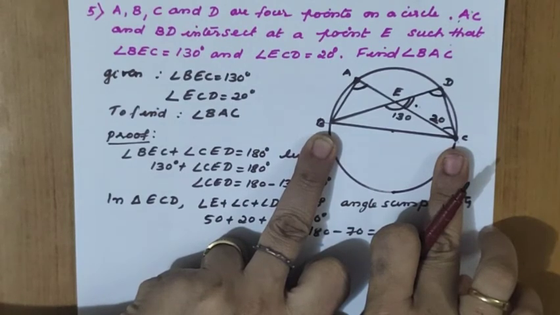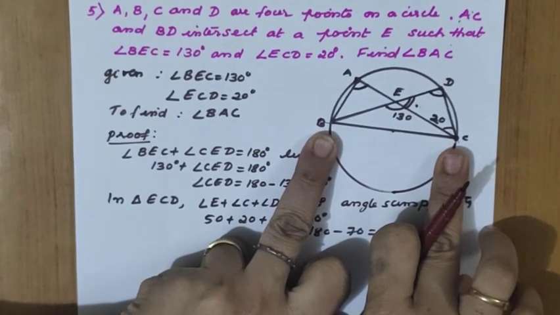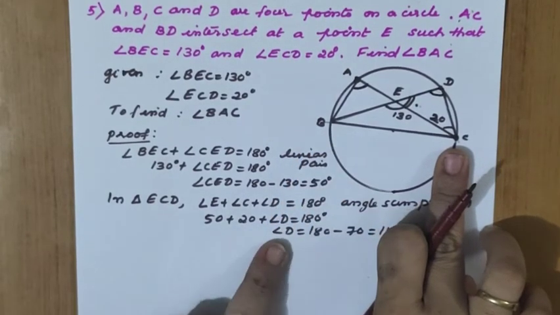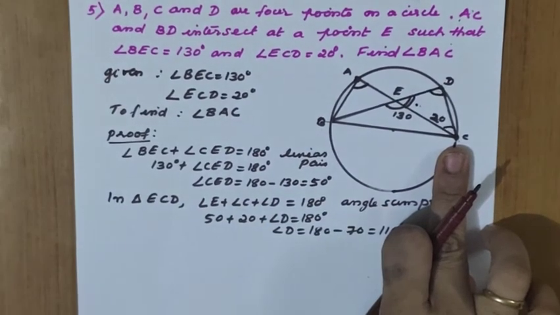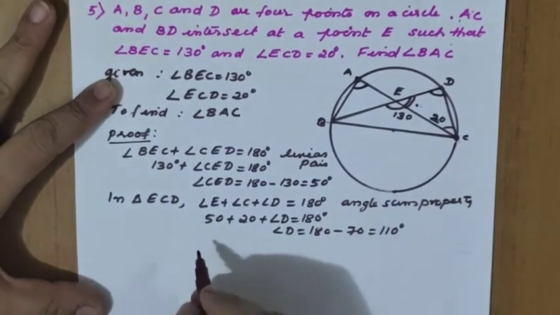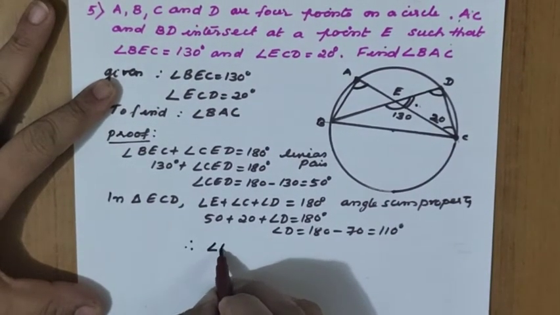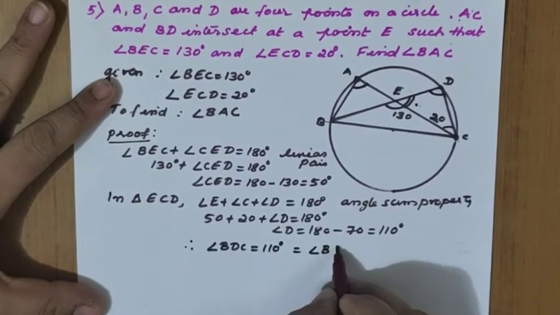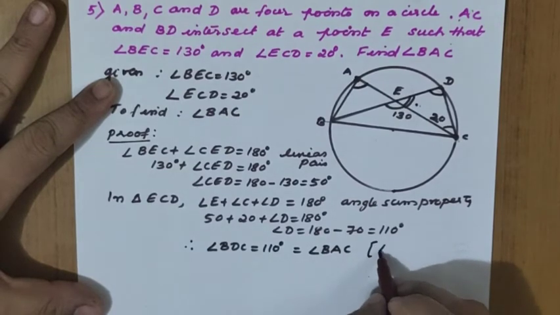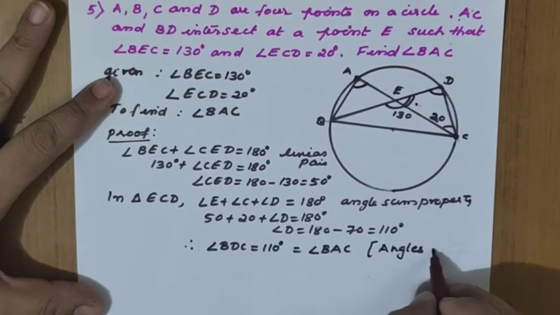So angle BAC as well as angle BDC are in the same segment. The same rule only we are using. So angle BDC, listen again, angle BDC and angle BAC lie on the same segment of the circle. So angles in the same segment are equal. So angle BDC is 110 degrees, therefore angle BAC is also equal to 110 degrees. So here I'll write that therefore angle BDC equal to 110 degrees. Therefore, angle BAC equal to 110 degrees. What is the reason? Angles in the same segment.